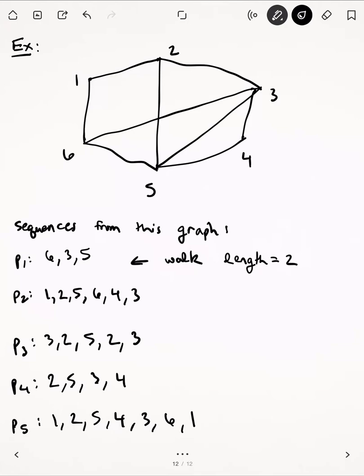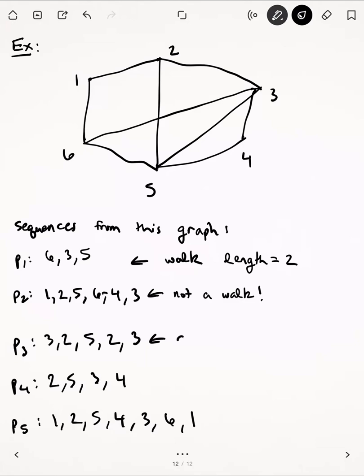P2 is not a walk, because I've listed a sequence of vertices, and there is an edge from 1 to 2, and there is an edge from 2 to 5, and there is an edge from 5 to 6, but there is no edge from 6 to 4. There's no edge from 6 to 4, and so this is not a walk in this particular graph. Okay?